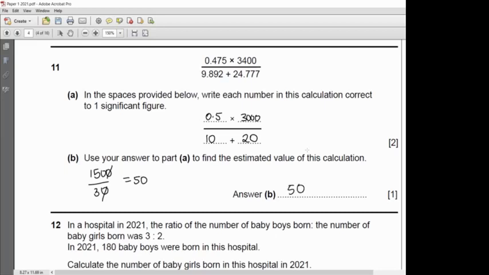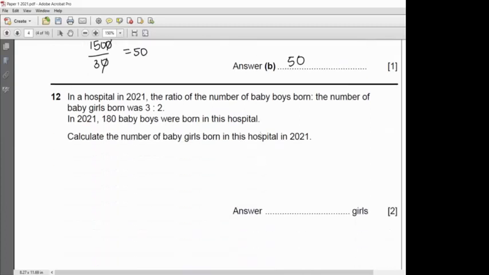And you can always check if your answer is somewhat correct on the calculator. So this original fraction, the way it is given, type it in on your calculator: 0.475 times 3,400 divided by 9.892 plus 24.77. Okay, and the answer is 46.58340304. And if I were to write that to one significant figure, the answer is going to be equal to 50. So you're sure that what you've done is correct.